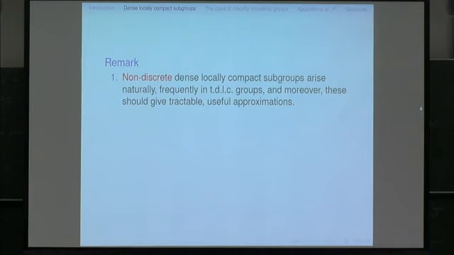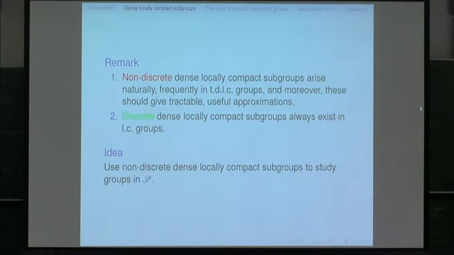On the other side of the coin, the discrete dense locally compact groups always exist, but it's not really clear how much information they give us. At least that seems to be a much harder question. And so because we had this example of the P localizations in mind, we decided to focus on the non-discrete groups, although this is an equally interesting question and has been explored in various contexts. I'll just say that this seems to be a much more difficult question, and these seem to be not as good of an approximation in general. So for example, all of your p-adic Lie groups admit dense free subgroups. So our idea was to use the non-discrete dense locally compact subgroups to study groups in S.